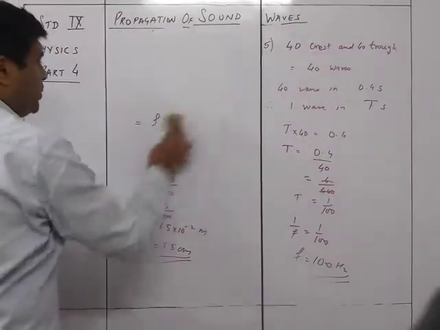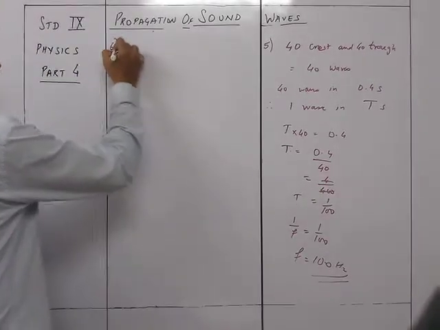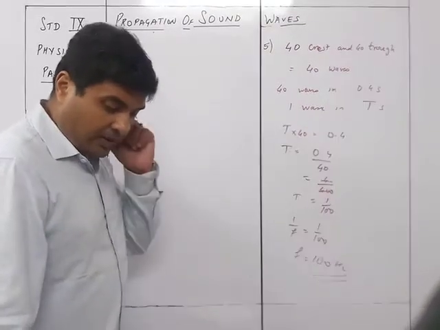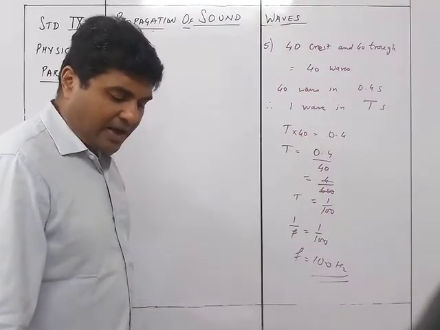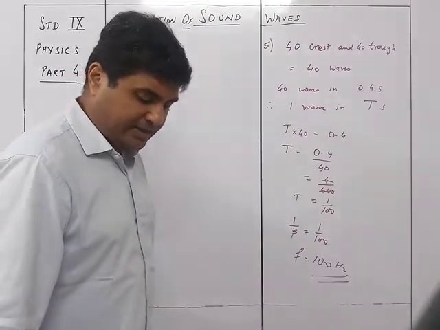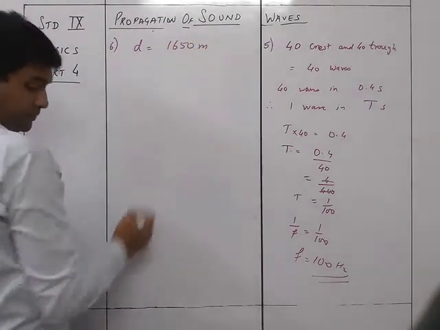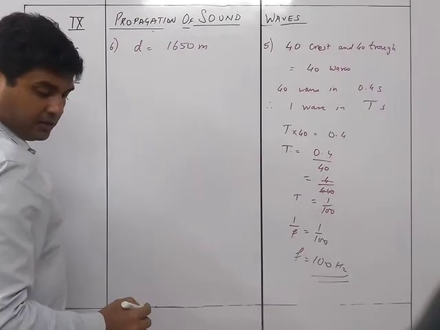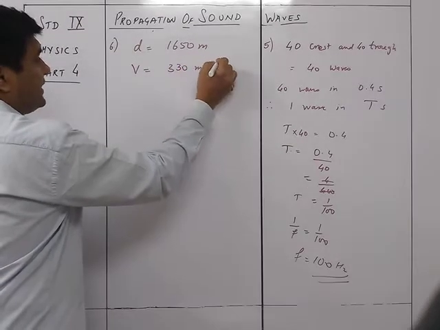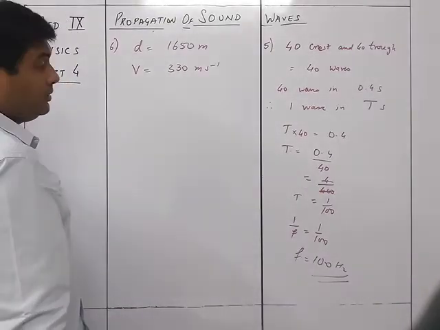That was the fifth sum. Now we move on to the sixth sum. Now these are the sums which are related to speed and distance. An observer A fires a gun and another observer B at a distance of 1650 meters away from A hears its sound. So we have got that the distance is equal to 1650 meters. And we are given that the speed of the sound is 330 meters per second. Find the time when B is going to hear the sound.